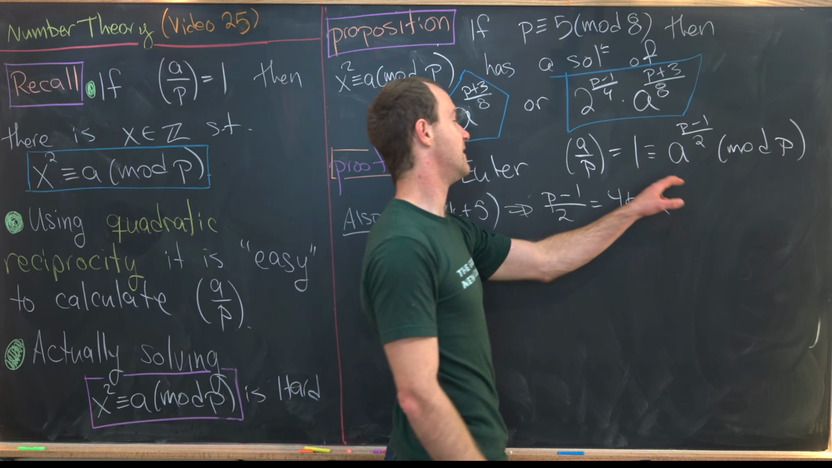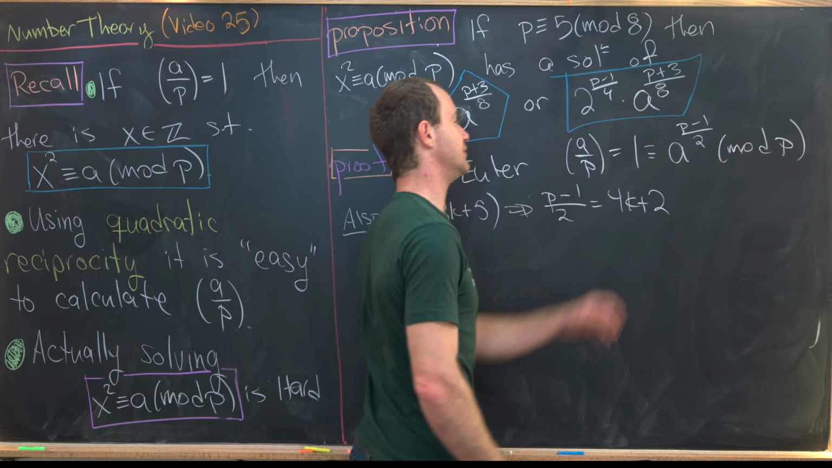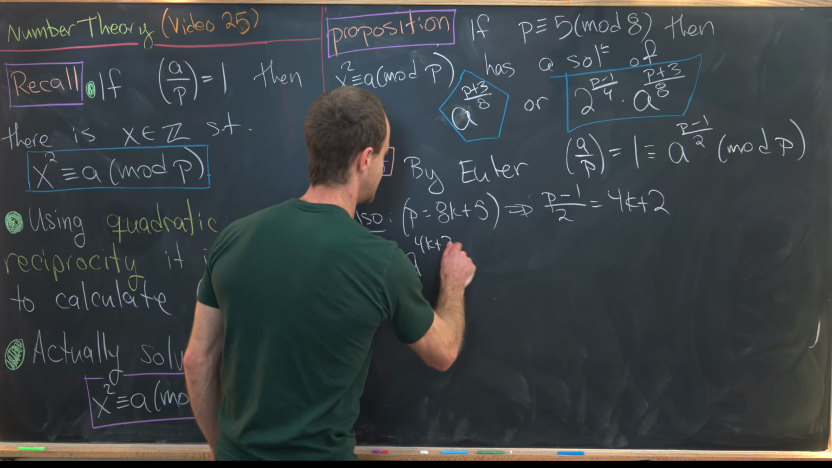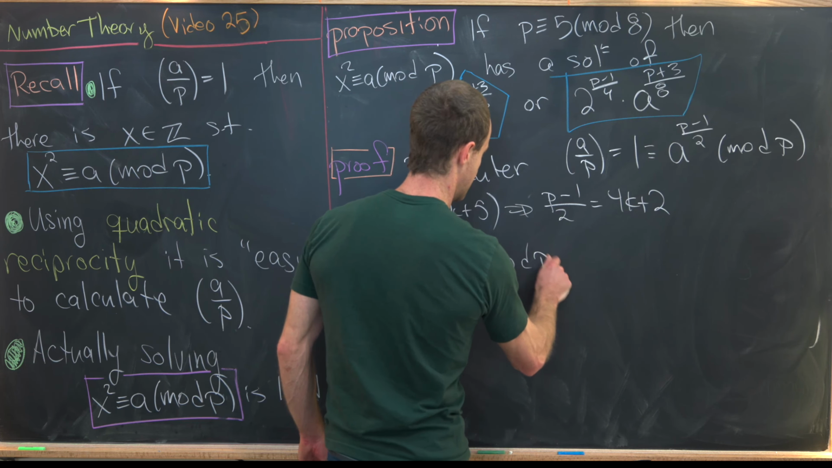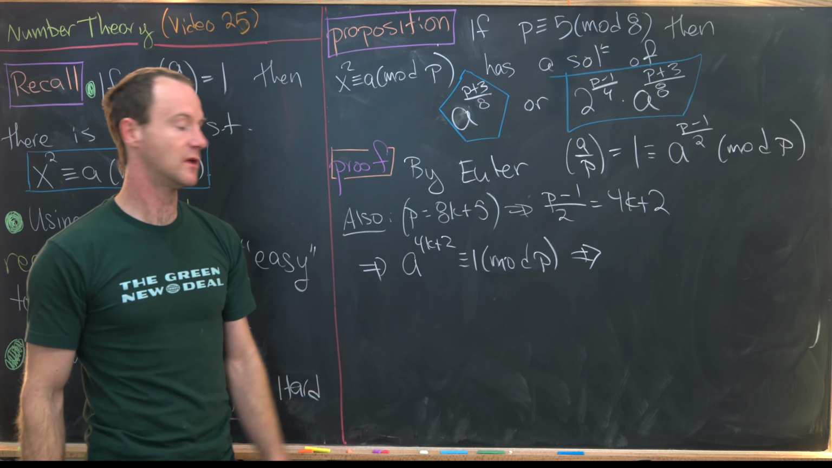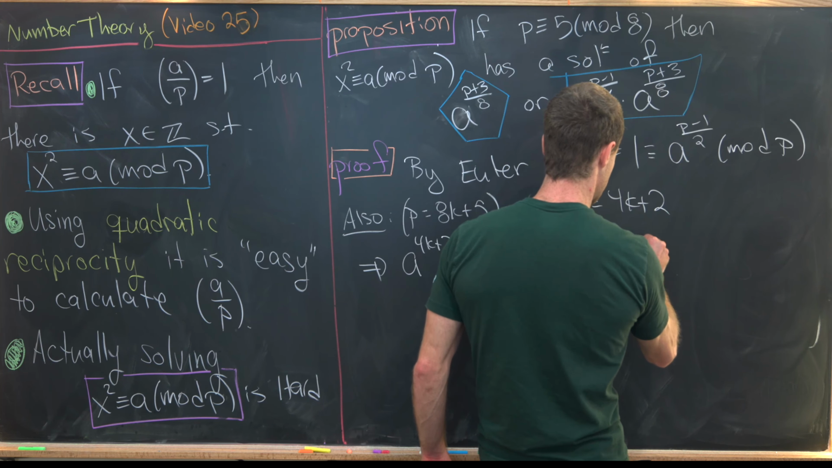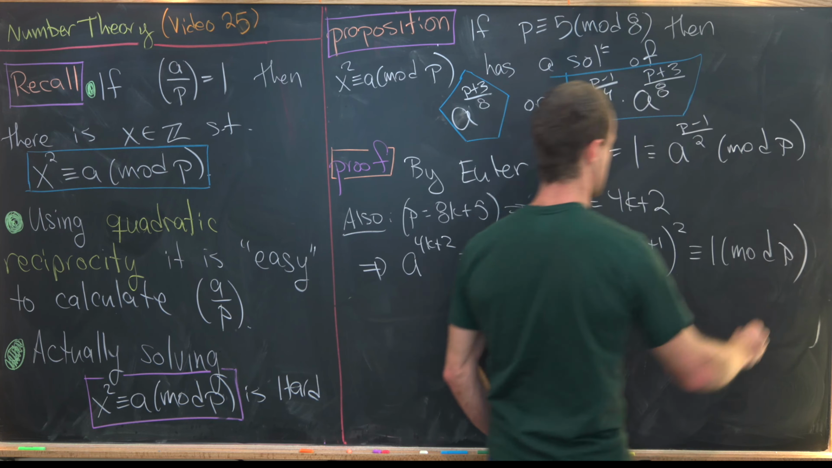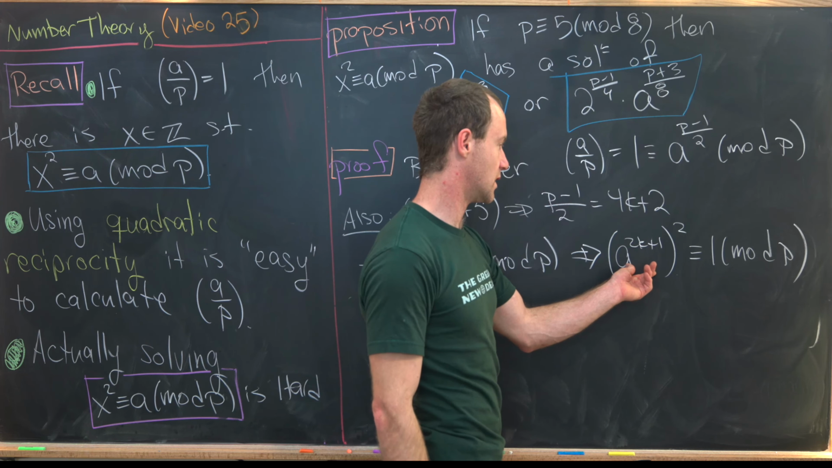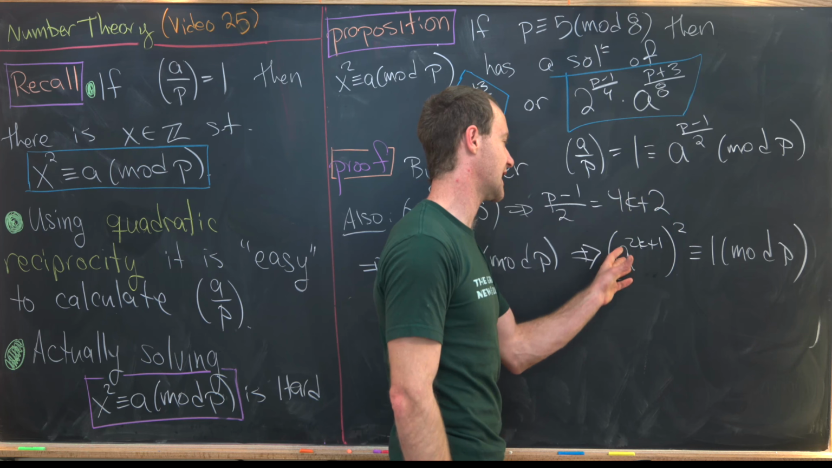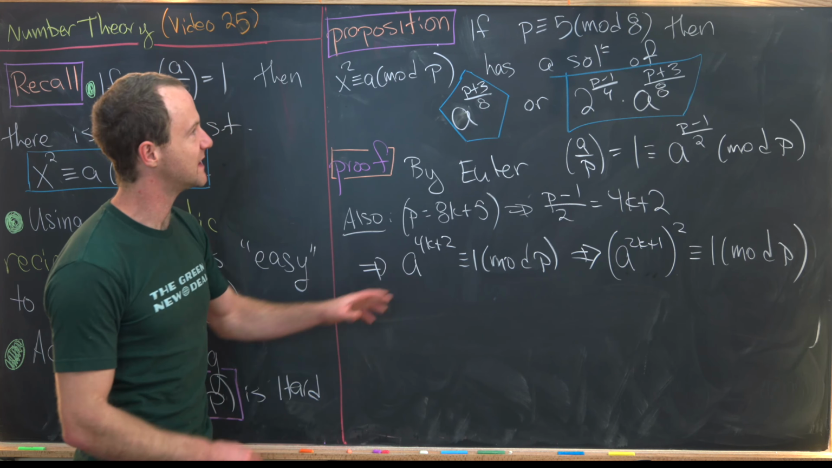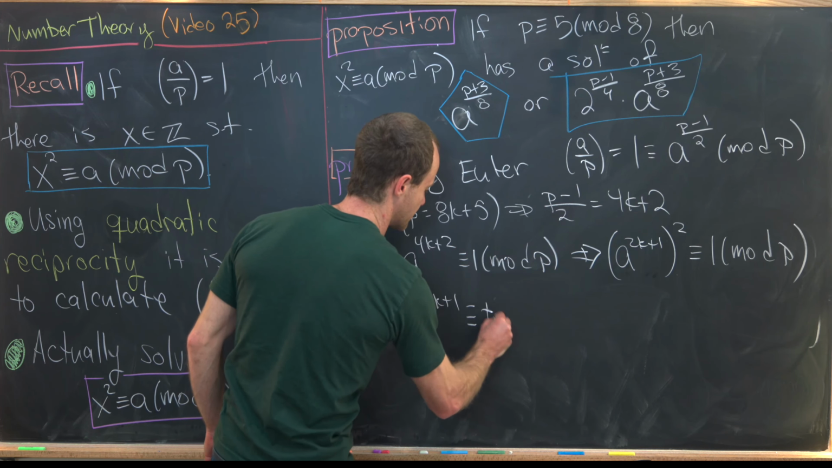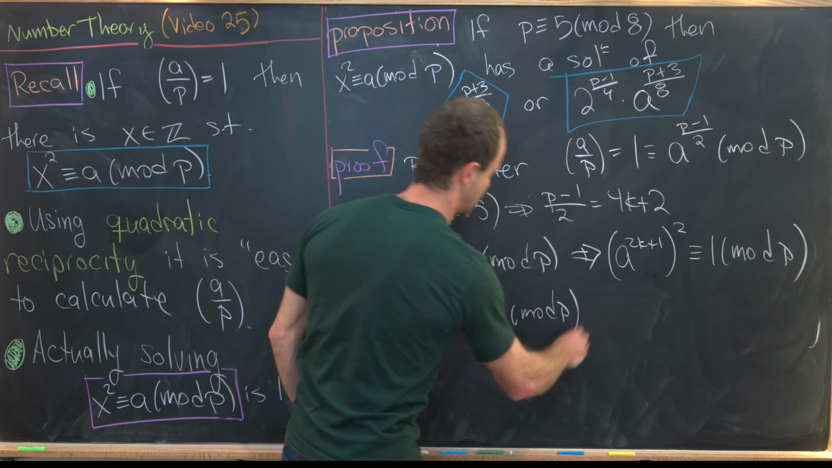Okay, so now putting this value for (p-1)/2 into this congruence up here, we see that a^(4k+2) is congruent to 1 mod p. That may not seem too helpful, but that also tells us that (a^(2k+1))^2 is congruent to 1 mod p. But now a^(2k+1) is a solution to the congruence x^2 congruent to 1 mod p. But because of the type of prime we have, that tells us that a^(2k+1) is congruent to plus or minus 1 mod p.